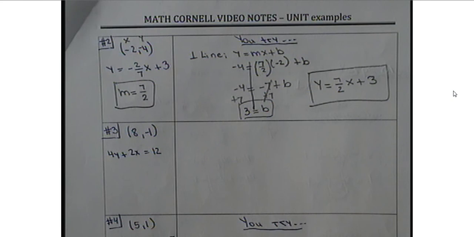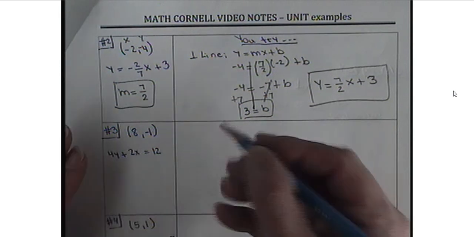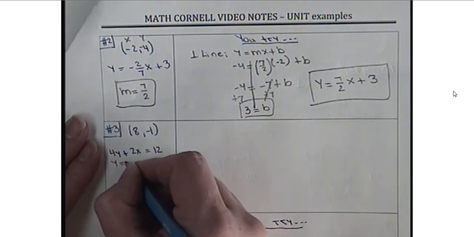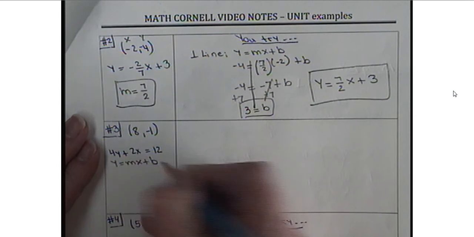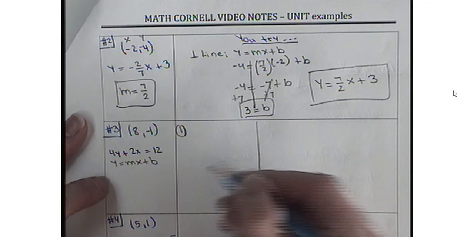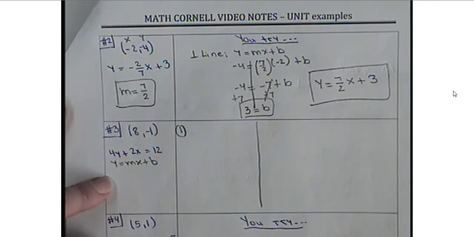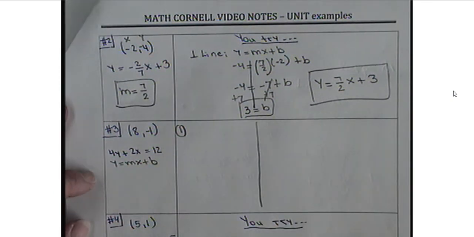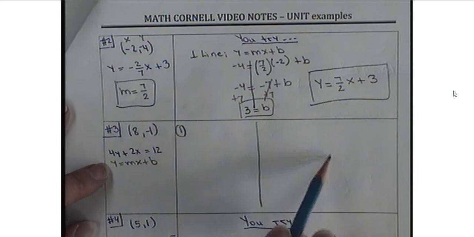Okay, number 3. Now, number 3 is one of the examples where we have, in this case, standard form. So the equation is not in y equals mx plus b form. So step 1 here will be to convert this equation and write it down in y equals mx plus b form. This is the equation of the first line. So let's work on this one first, and then we will get the second equation.